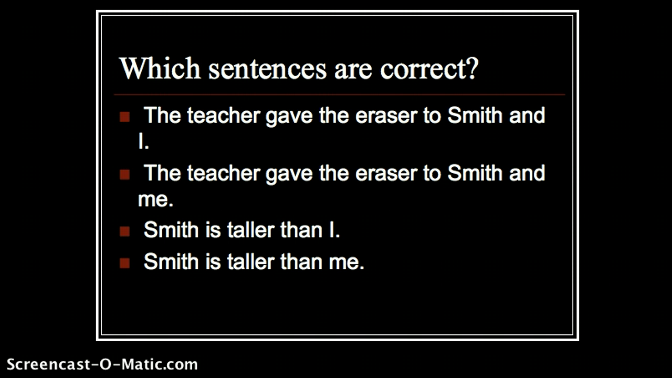Now on to the second pair. These are sentences where 2 people are being compared. We need to complete the sentence to figure out which pronoun is correct. Let's do it. Smith is taller than I am, or Smith is taller than me am. Yes, the first sentence is correct. Smith is taller than I.